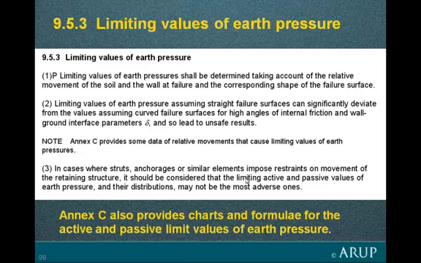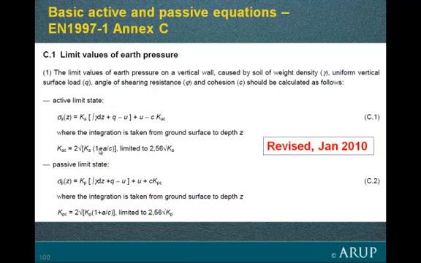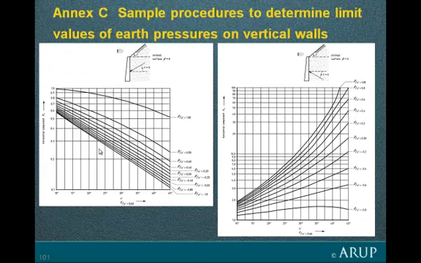And those values are provided in Annex C of Eurocode 7. It provides both charts and formulae for coefficients of active and passive pressure. Note that this annex was considerably revised in January 2010, so you need to make sure you've got that amendment in using Eurocode 7. It has charts which look like this, which are basically the Kakko-Kerisel numbers.